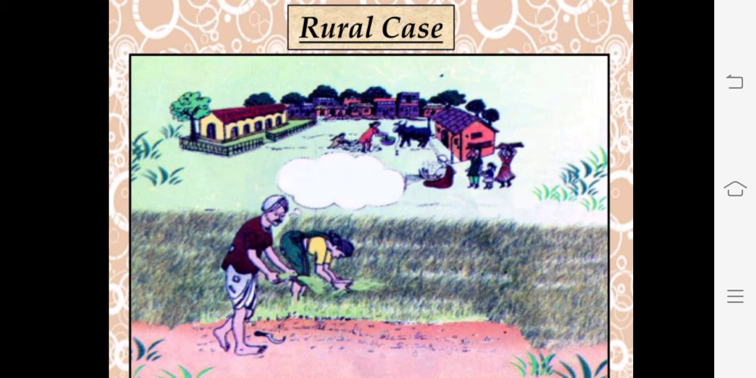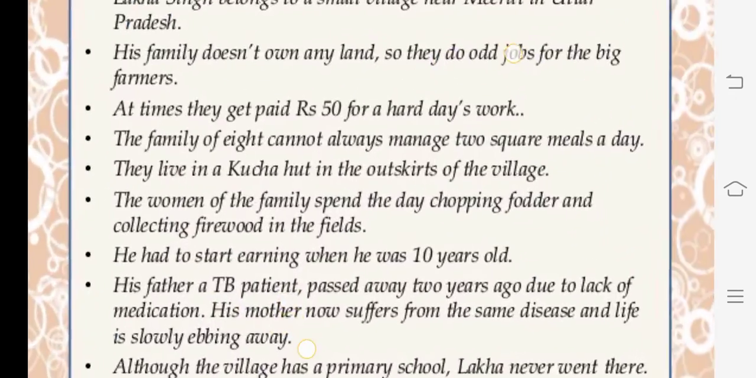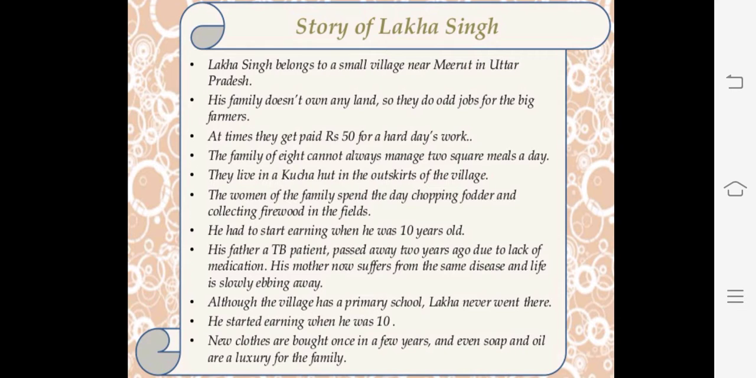You can see the people are working in the lands. Here we have the story of Lakha Singh. Lakha Singh belongs to a small village near Meerut in Uttar Pradesh. His family doesn't own any land, so they do odd jobs for the big farmers. At times they get paid rupees 50 for a hard day's work. The family of 8 cannot always manage 2 square meals a day. They live in a kuccha hut on the outskirts of the village. The women of the family spend the day chopping fodder and collecting firewood in the fields.